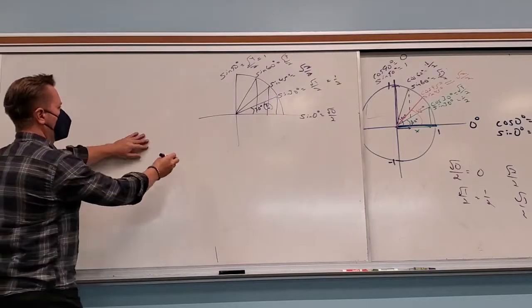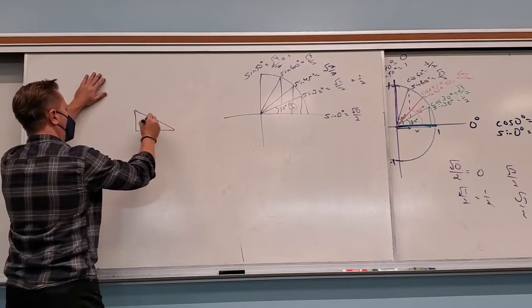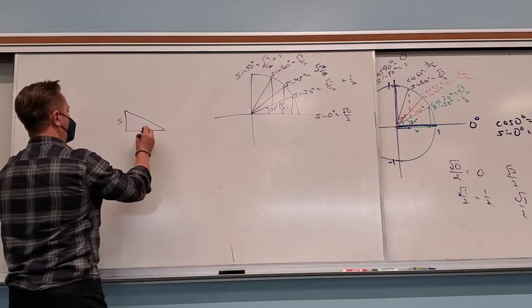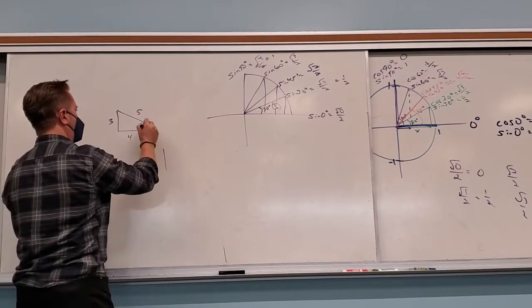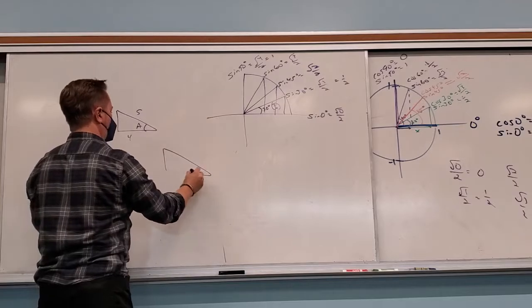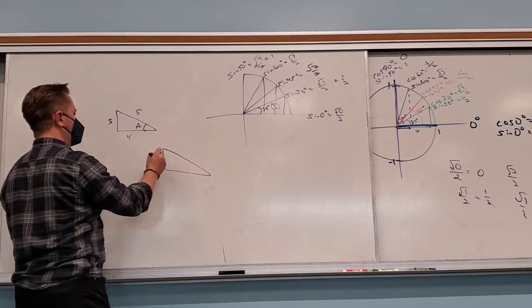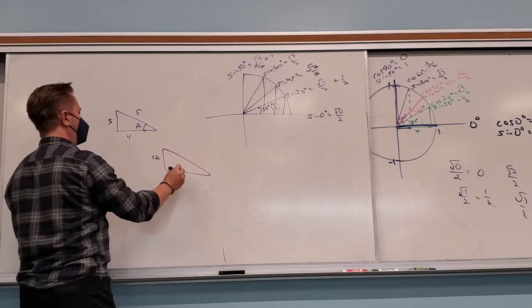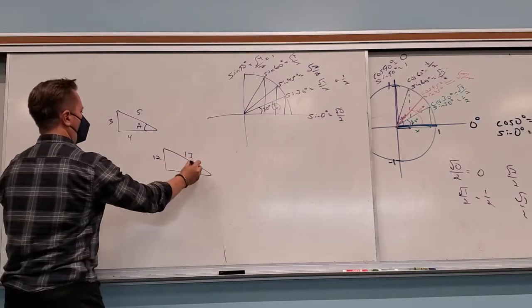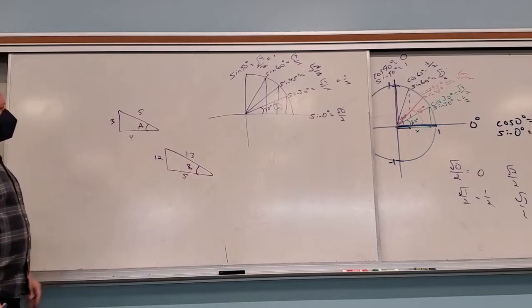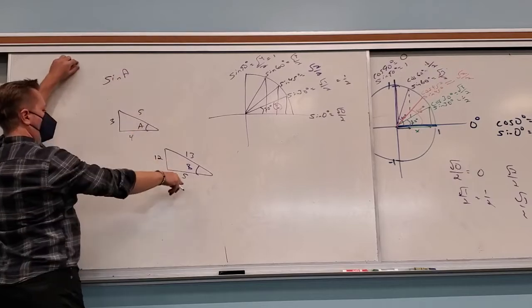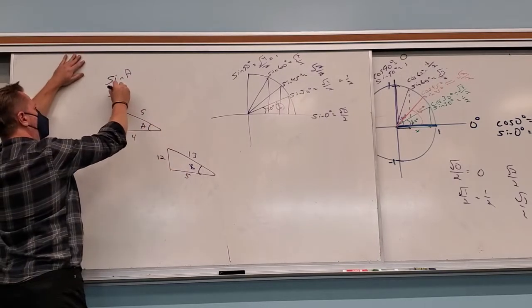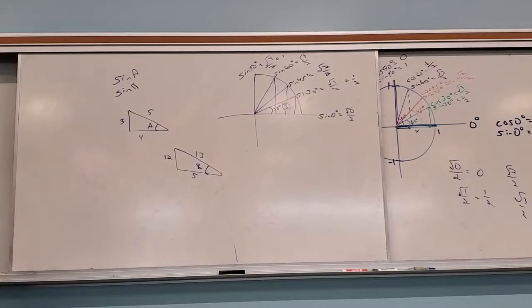Let me ask you a question real quick. If I give you this triangle here, let's say this is 3, 4, 5, and I give you this triangle here, this is 12, 5, 13. Can somebody tell me which one's bigger, sine A versus sine B? Can you do it without calculating what they are? Which one's bigger?